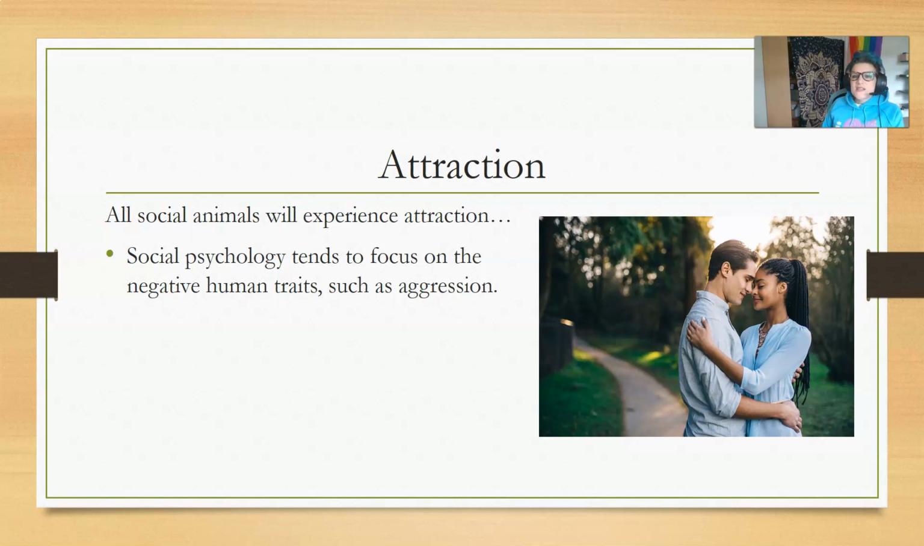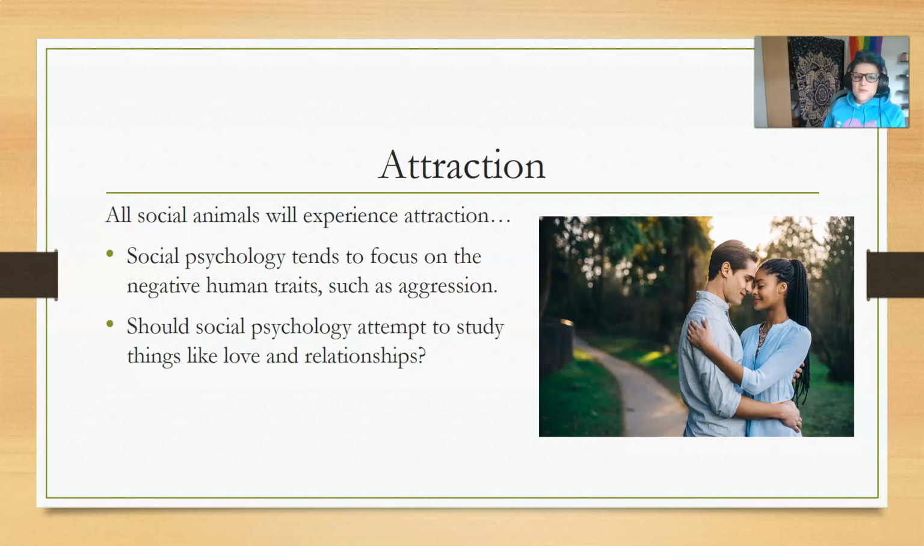Social psychology tends to focus on the negative human traits, such as aggression and prejudice and intergroup behaviours. But social psychology would do well to focus on happy aspects of social interaction, such as love and relationships.